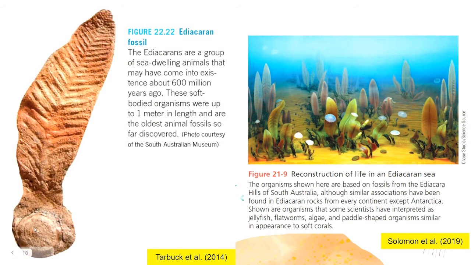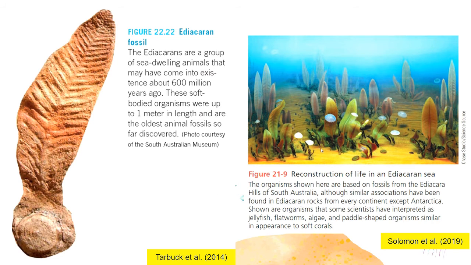Now, this one is a fossil of an ediacaran. These are groups of sea-dwelling animals. So this is their fossil, and this is the reconstruction of these organisms. So they may have come into existence about 600 million years ago. They are soft-bodied, so they're quite difficult to preserve, to fossilize. And they were up to 1 meter in length. And these are the oldest animal fossils that we have discovered.